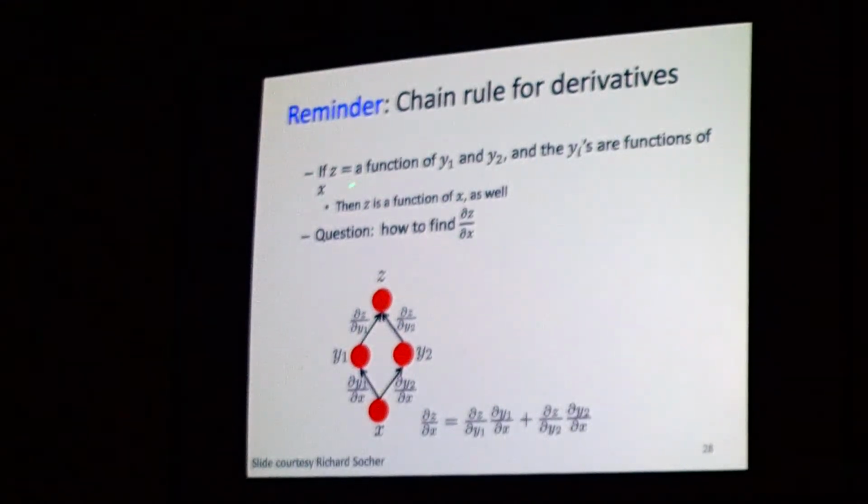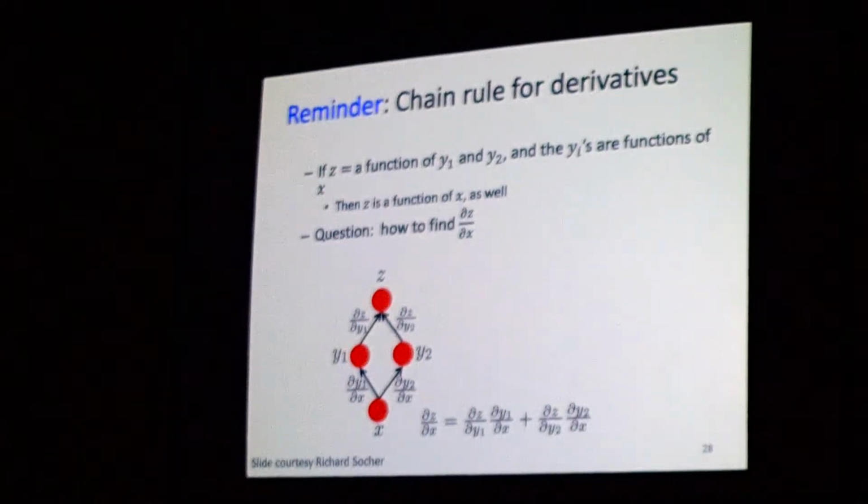So we've got z, y1, y2, and x, right? So we have four variables. First, z depends on y1, and z depends on y2, so there are two edges connecting to z. And then y1 is a function of x, so there's an edge from x to y1. And y2 is a function of x as well, so there's a link from x to y2 as well.